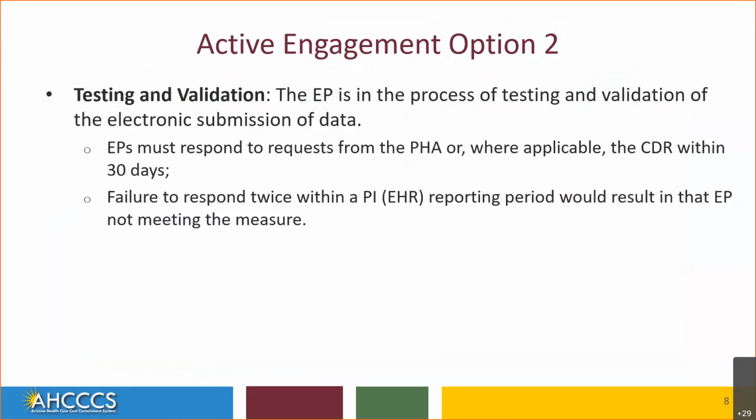So active engagement option 2 is the testing and validation phase. The EP must respond to requests from the Public Health Agency or the CDR within 30 days. Failure to respond twice within a PI reporting period would result in that EP not meeting that measure. So if the Public Health Agency reaches out to you, you need to respond and provide them whatever they're requesting during that testing and validation phase.